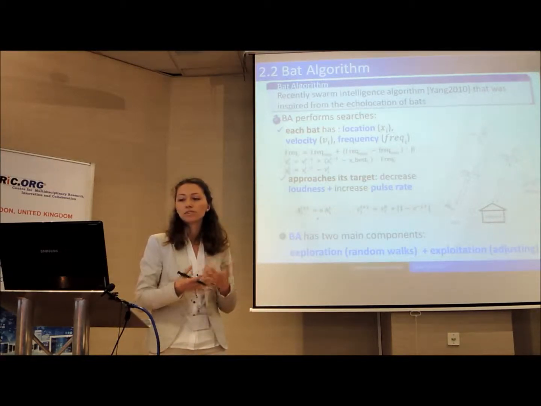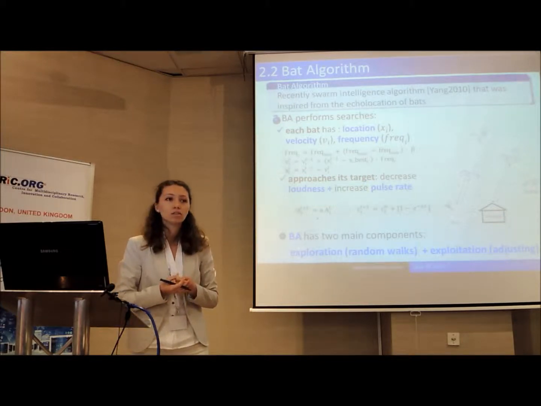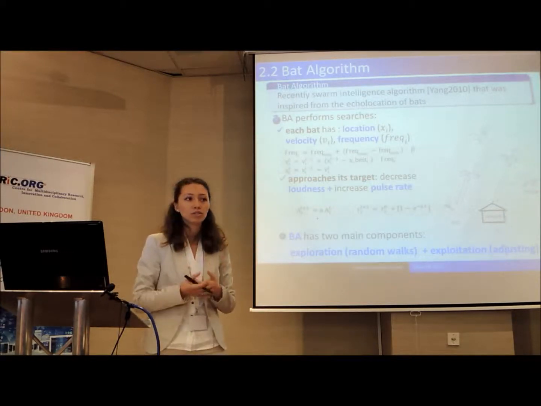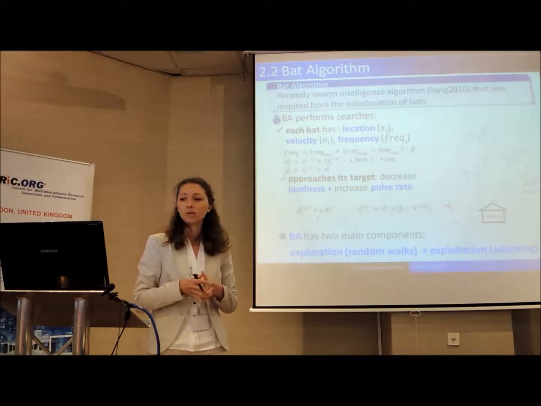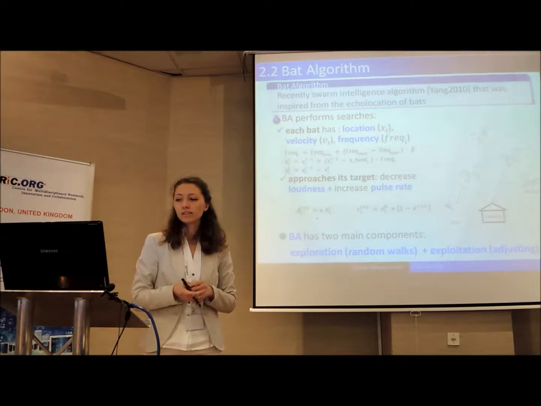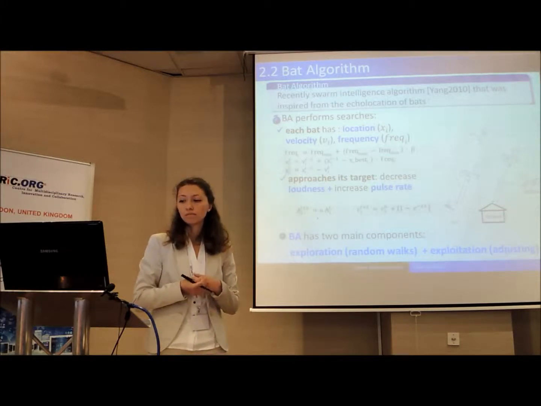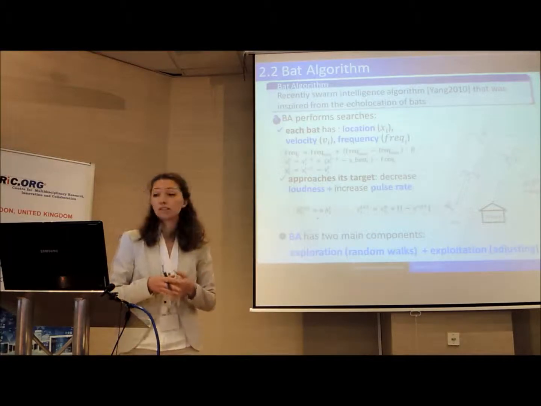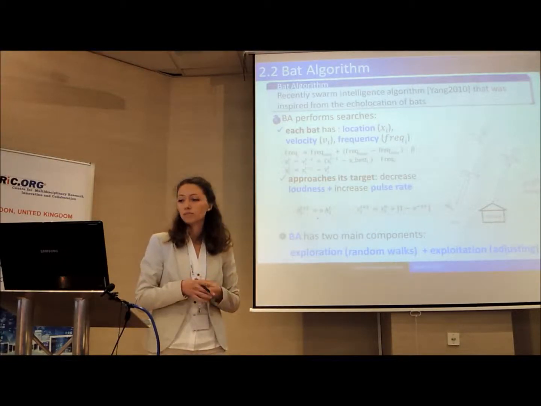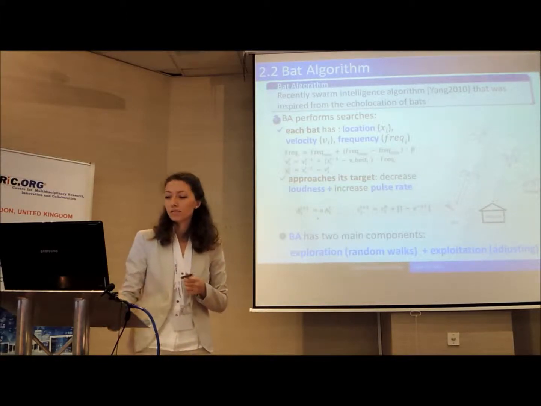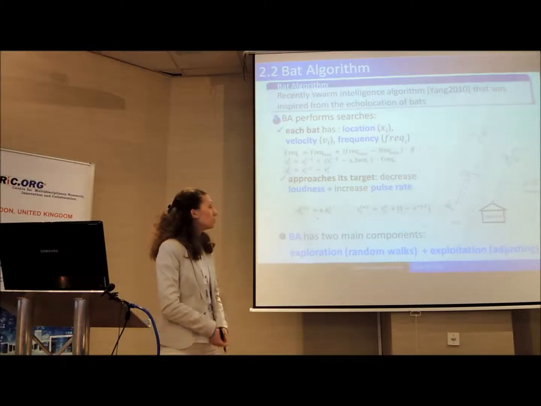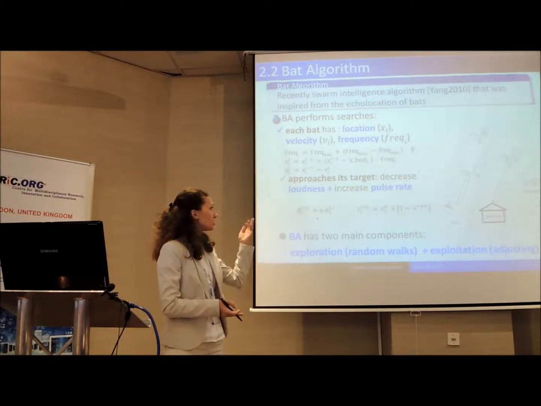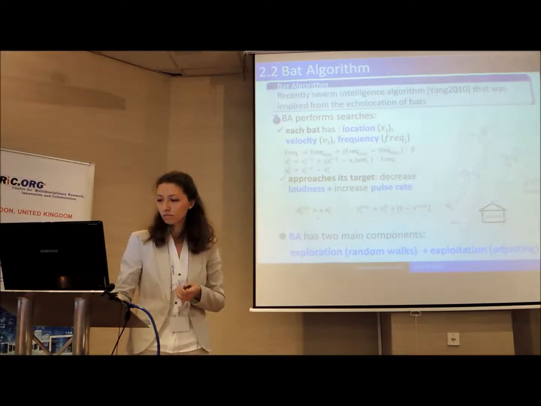Basically, the algorithm performs searches using identical individuals, each having an encoded location that defines the solution of the optimization problem, a velocity and a frequency, which are updated at each iteration. As it approaches the target, the individual will decrease its loudness and increase its pulse rate emission. And finally, to add exploration, the best solution is improved using random walks. The BAT algorithm is based on two components: exploration given by random walks, and exploitation by adjusting the loudness and pulse rate emission.